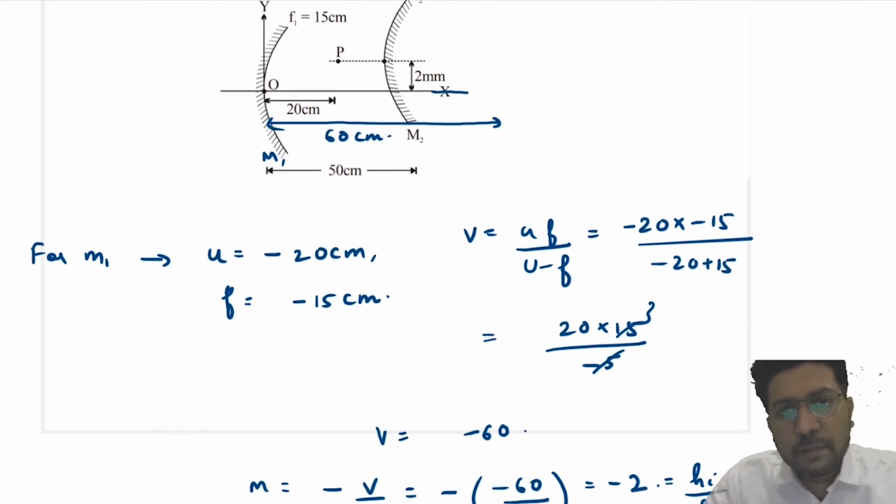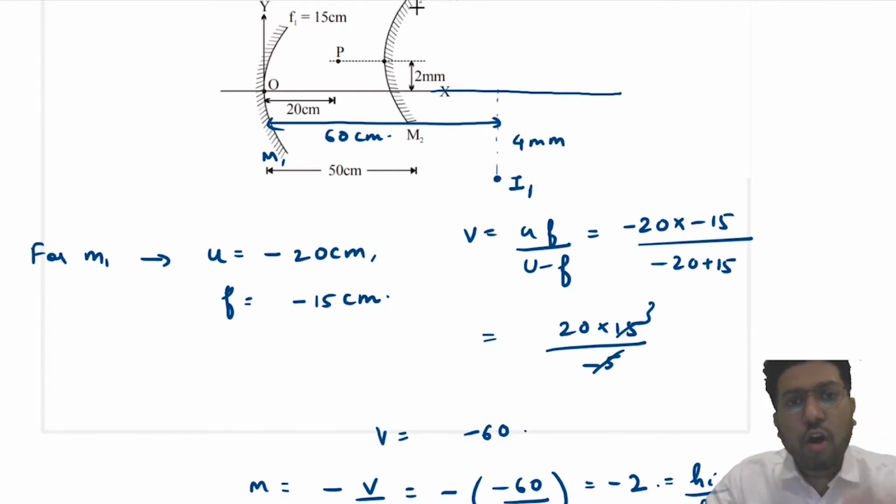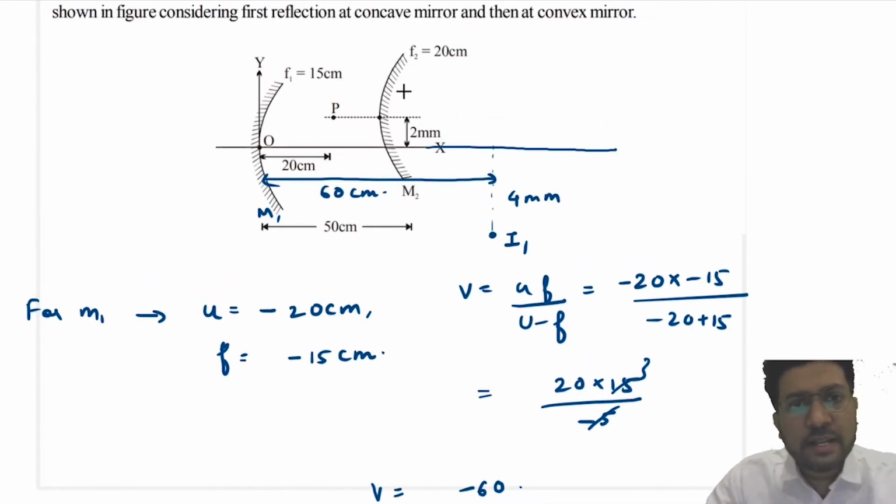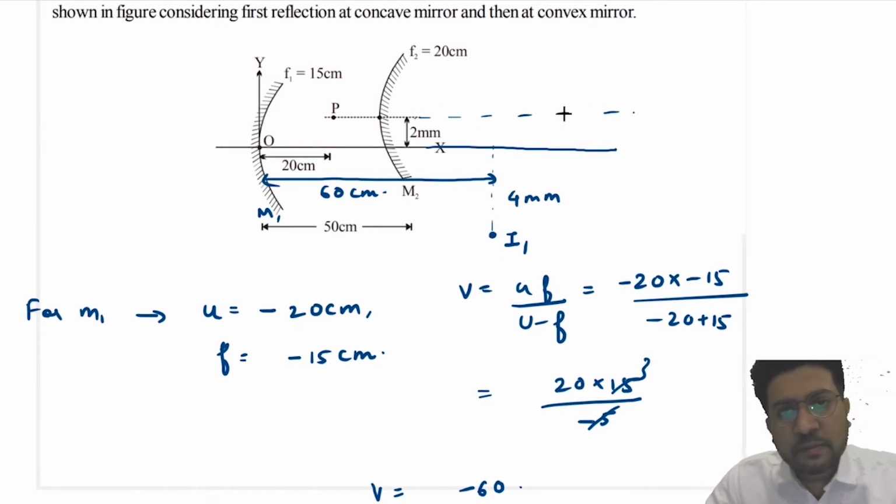So the image will be below the axis. So this is 60 centimeter. The image is formed at a distance 60 centimeter from this, but it is below the axis and at 4 millimeter. So this is the image. Now this image is object for this, right? But the axis for this mirror is here. So if this is 4 millimeter, this is 2 millimeter. Now the new height of the object according to this axis is 6 millimeter.